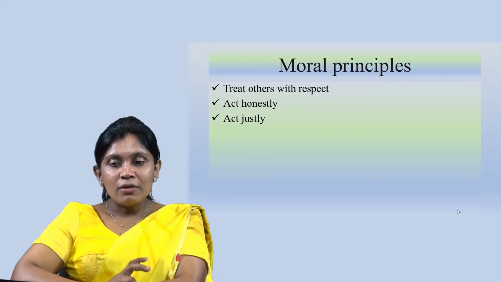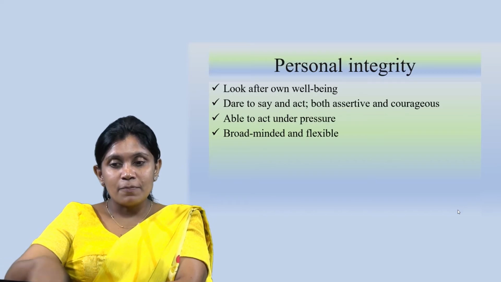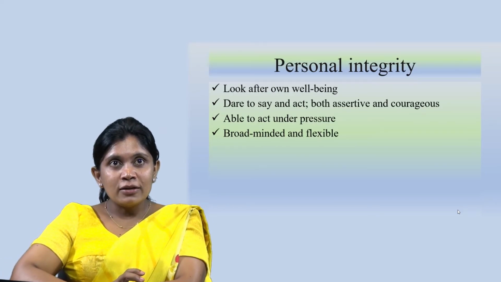Then moral principles. What do moral principles say? If they have good moral principles, they treat others with respect. They can identify what others think, what others need, what their position is, and act honestly and justly. Personal integrity, how are they going to maintain it? Look after their own well-being.